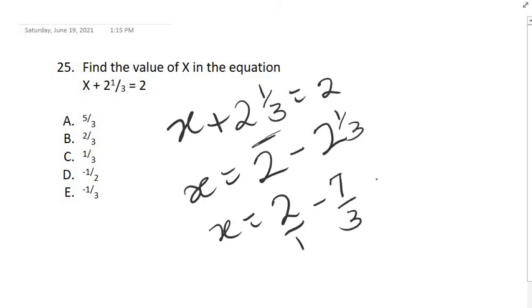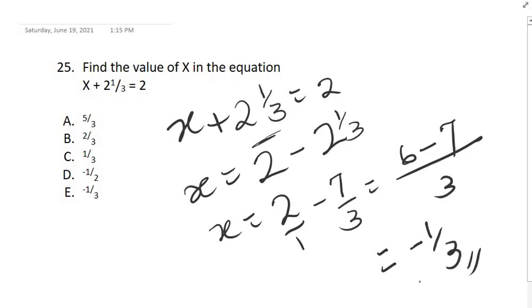3. Now LCM here will give me 3. 1 into 3 is 3. 3 times 2, 6. Minus 3 divided by 3, 1. 1 times 7, 7. 6 minus 7 will give me minus 1 over 3. The right option is E.